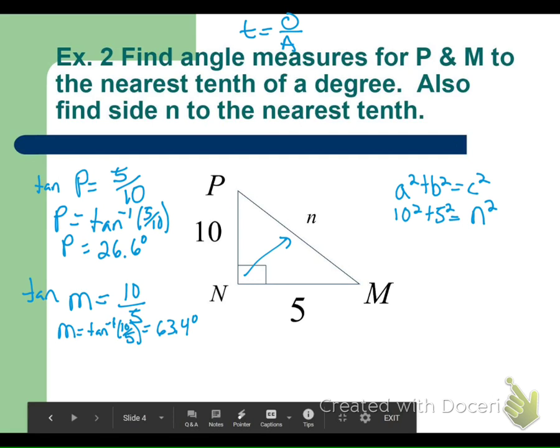What is 10 squared? What's 5 squared? Okay, we're going to combine like terms. So 100 plus 25 is equals n squared. How do I get n by itself? Square root. So we're going to factor that. What are some factors of 125?